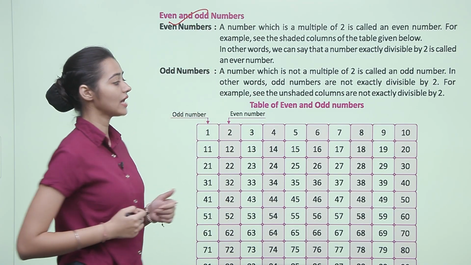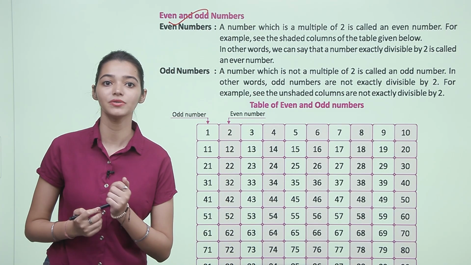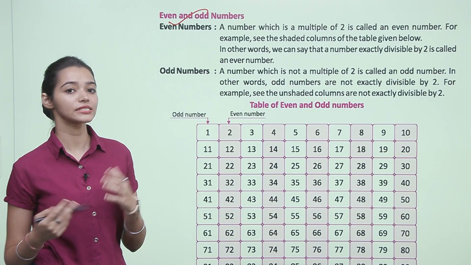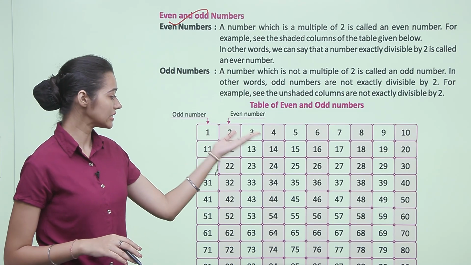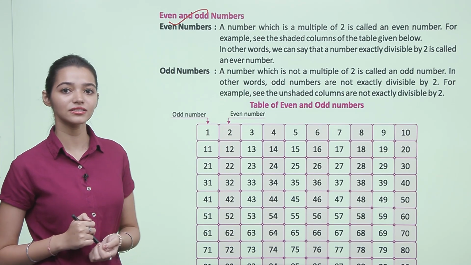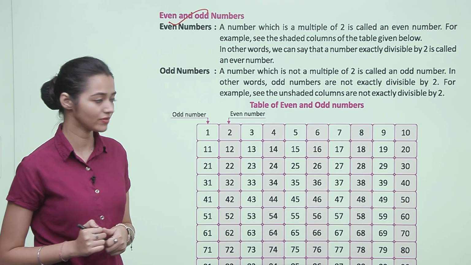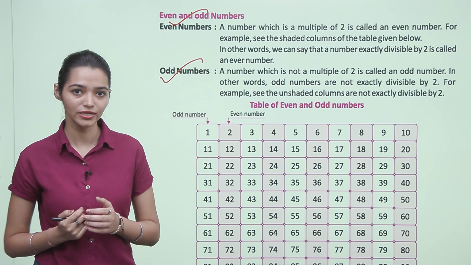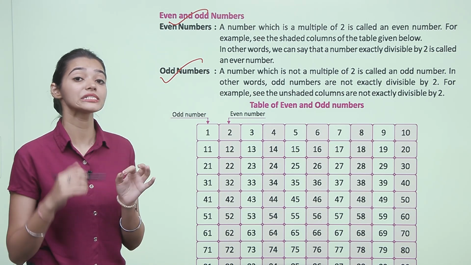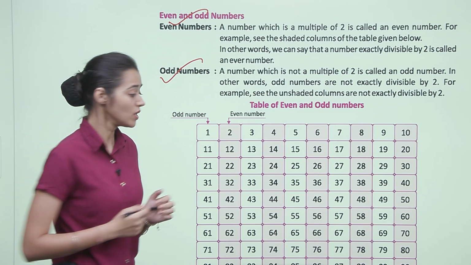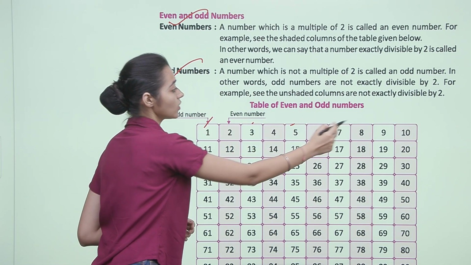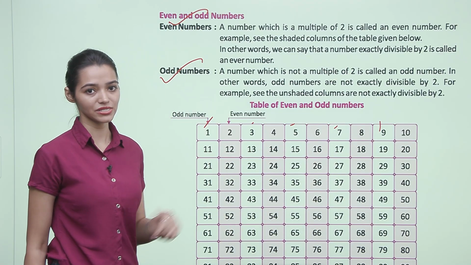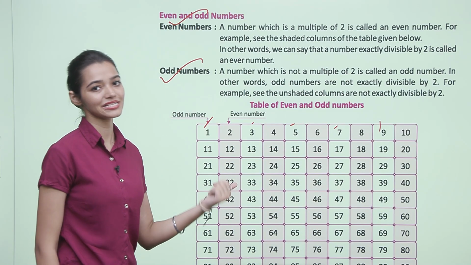Now let's look at even and odd numbers. A number which is a multiple of 2 is an even number. For example, you can see the shaded columns, all are exactly divisible by 2 and are even numbers. Now the numbers that are not divisible by 2 are called odd numbers. In other words, odd numbers are not exactly divisible by 2. These unshaded columns are our odd numbers, and here is our table of odd numbers and even numbers.